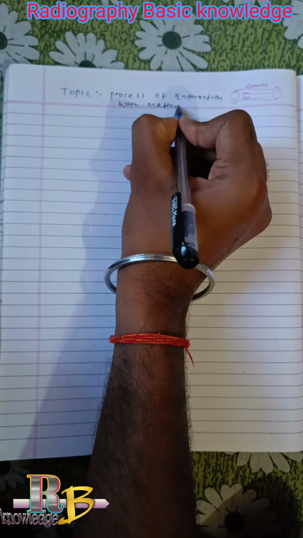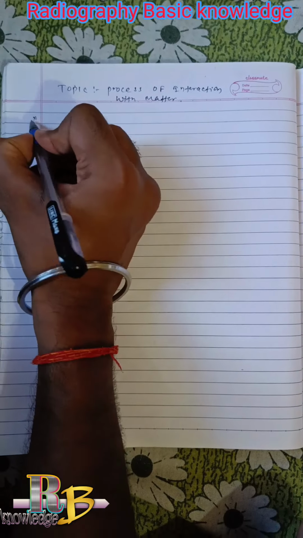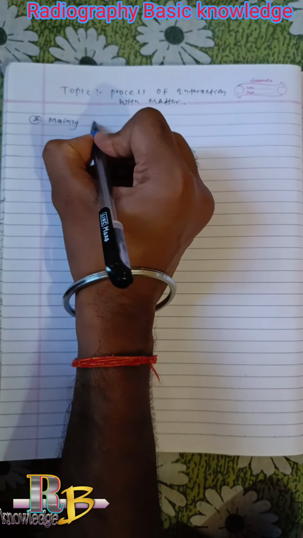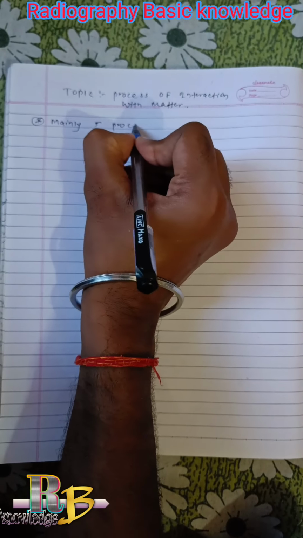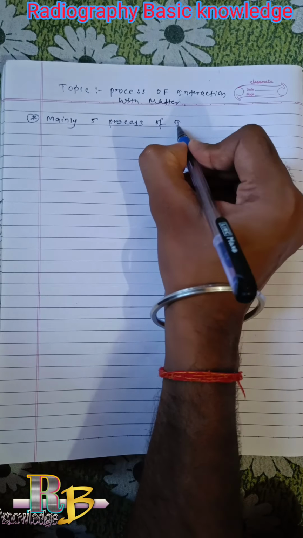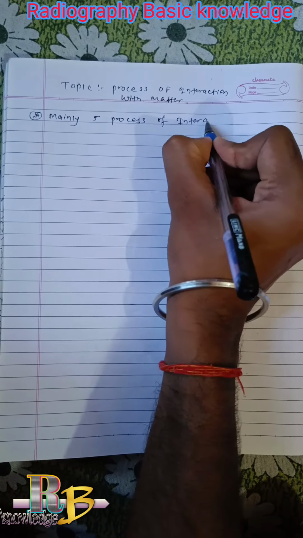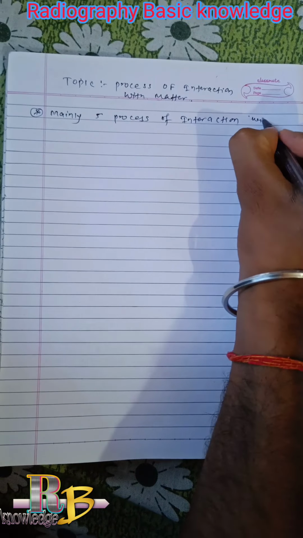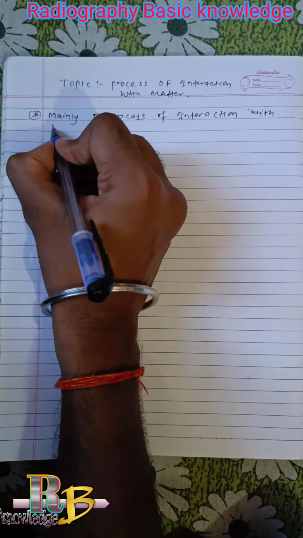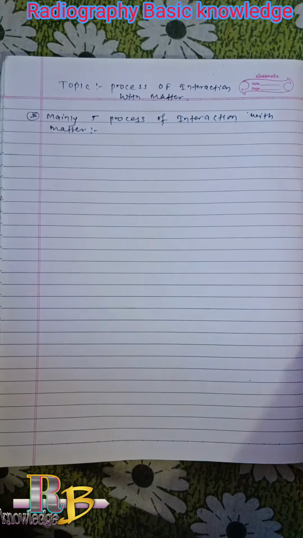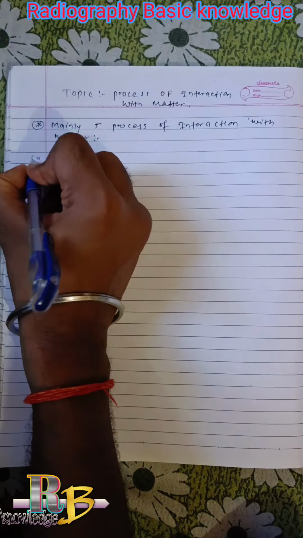There are mainly 5 processes of interactions with matter. These 5 processes are mentioned below.